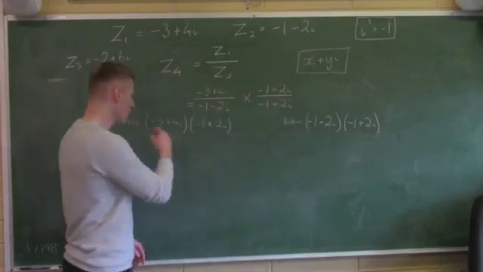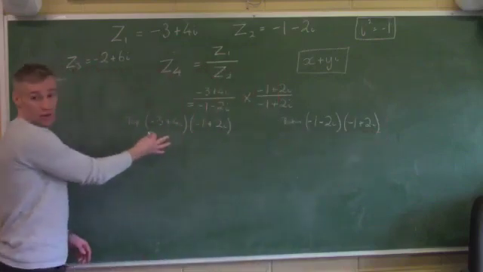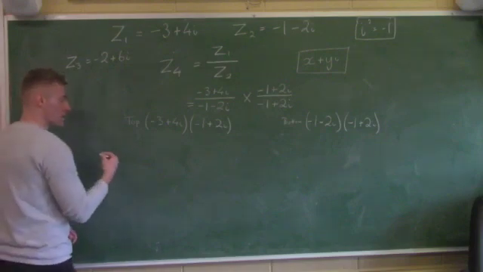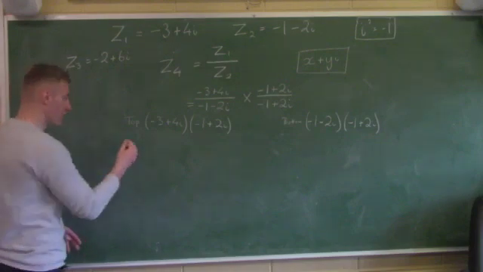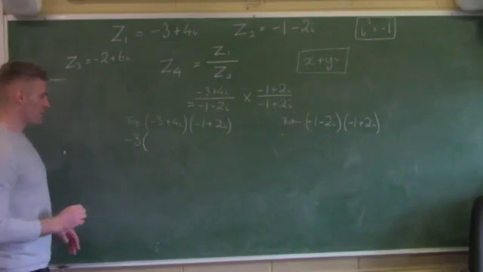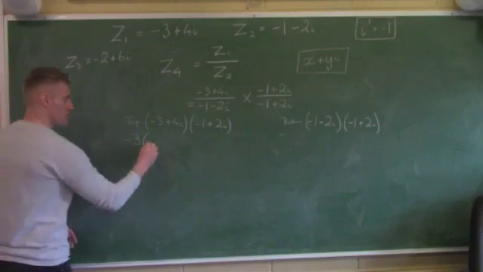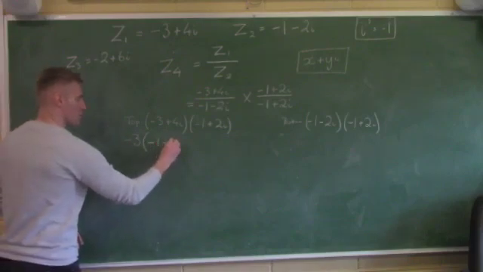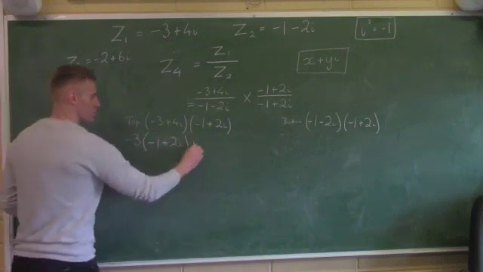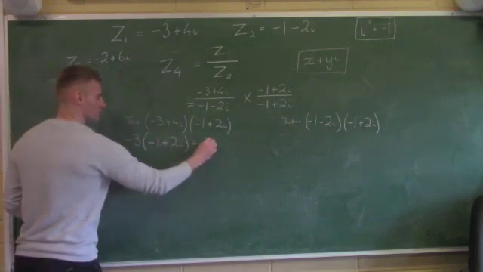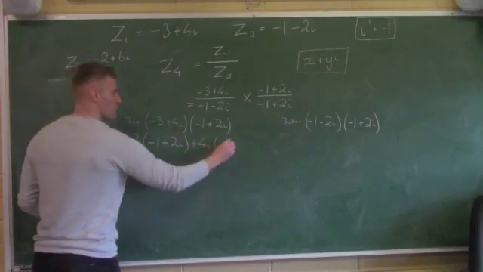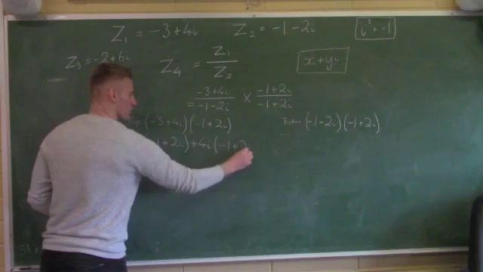Okay? Right, back here, I'm going to stay over here for the time being and work out my top part. Simplify it as best I can. I'm going to break it up like algebra: minus 3 plus 4i, multiplied by minus 1 plus 2i.